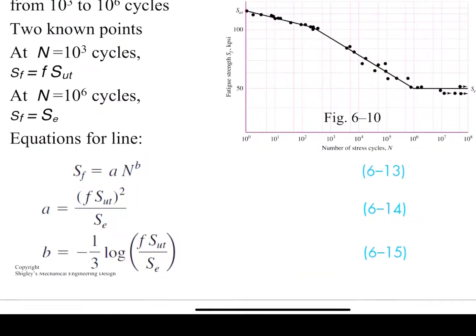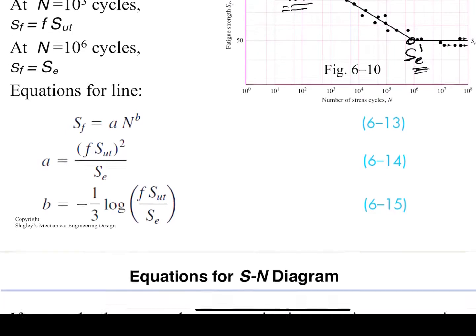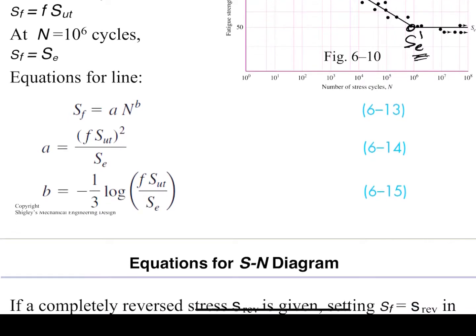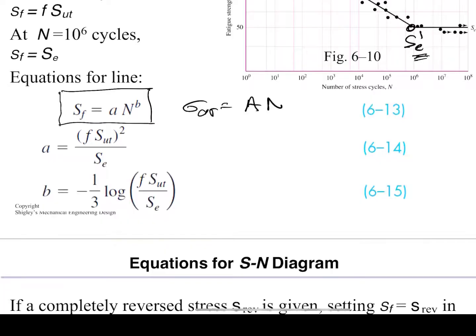So we know that at 10 to the 3rd cycles, we have a fatigue strength of F S_UT, and at 10 to the 6th cycles, we have a fatigue strength equal to S_E prime. We find S_E prime and this F using the curve that we just discussed, and S_E prime using our relationship between endurance strength and ultimate tensile strength. If you have that F and that S_E prime, it turns out that if you simply write Basquin's law again in its simpler form, this is the same thing as sigma_AR being equal to capital A N_F to the B.